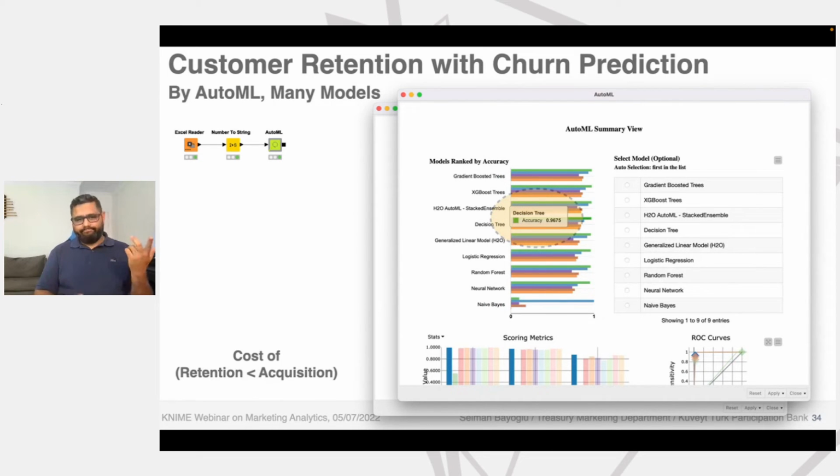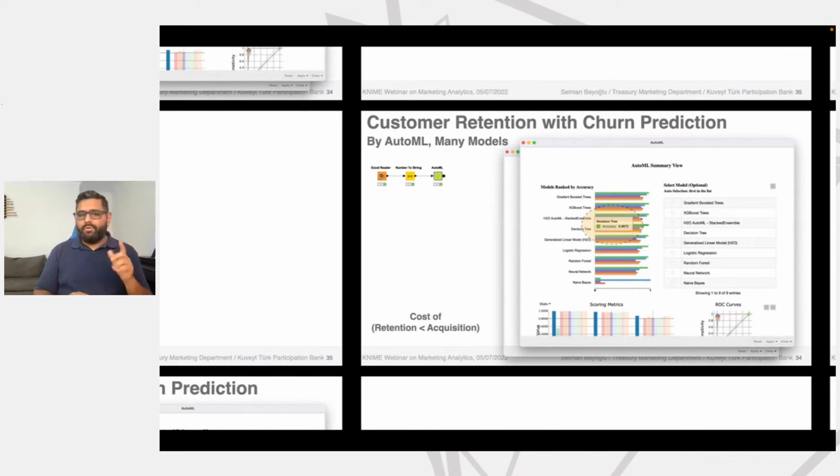It's important, it's a good one. You don't need to do it all separately. You can do it by AutoML. This is a real big value for us.